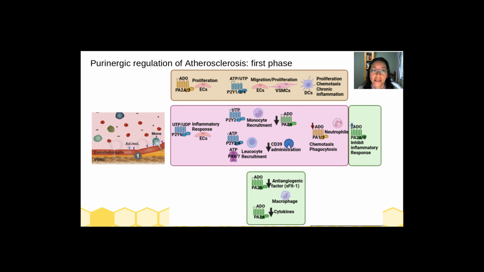Additionally, endothelial cells increase their inflammatory response by UTP or UDP binding with the P2Y6 receptor. Conversely, adenosine could also induce a protective response by macrophages, producing the anti-angiogenic factor sFLT1 through PA2B activation and reducing cytokine production through PA2A.